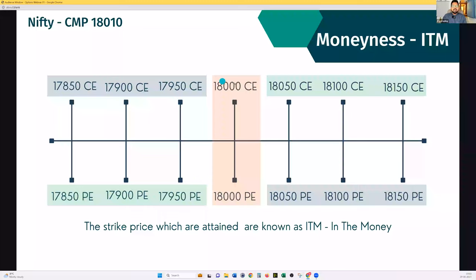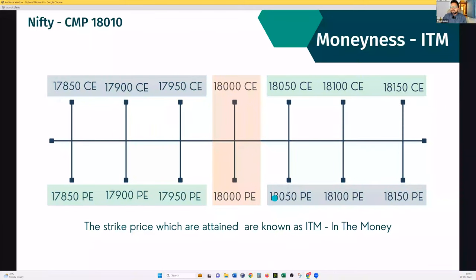Okay, so you guys literally know the market is trading at 18,100 means 17,950 is already attained, right? Already the price has crossed 17,950. And definitely it has crossed 17,900 as well as 17,850 also it has crossed. Okay. So it is already in the money. So already the strikes which are attained, right? So they are known as in the money options.